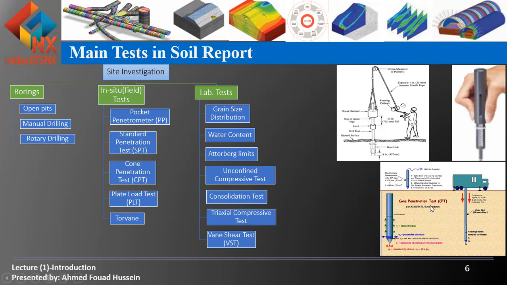CPT is another technique to calculate the shear parameters of the soil through the tip resistance and friction resistance. Here we start to get these parameters. We will talk in detail about how we can do this test and the calculation in the next lecture. So we just go through our lecture today.